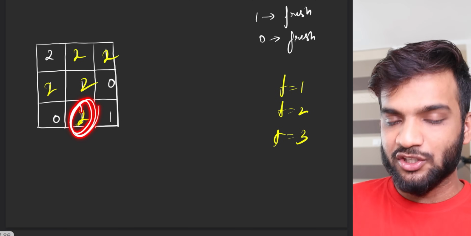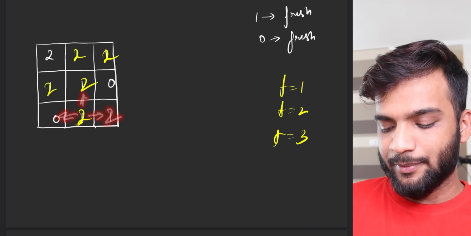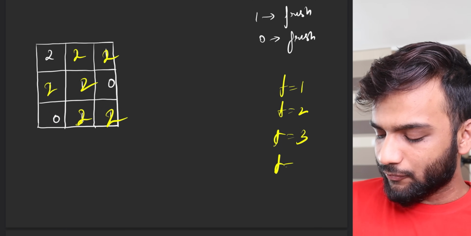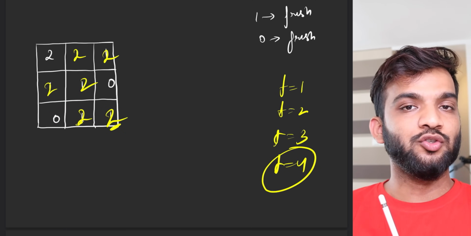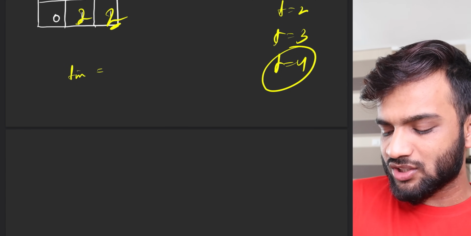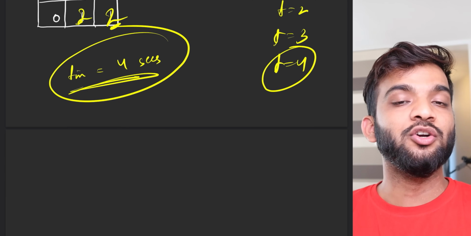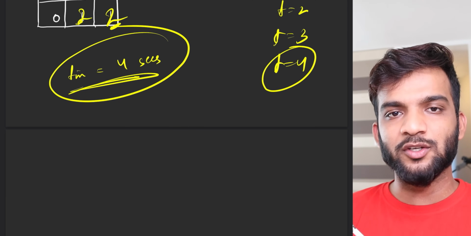Now this one is the new rotten orange. So this one has something like this, so this one will be rotten now. So at time equal to 4, this one was rotten. So what is the time that you required to rot all the oranges? That is 4 seconds, or 4 units of time, is what your answer will be for this particular question.